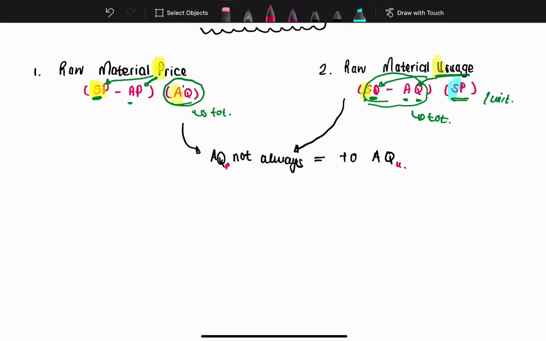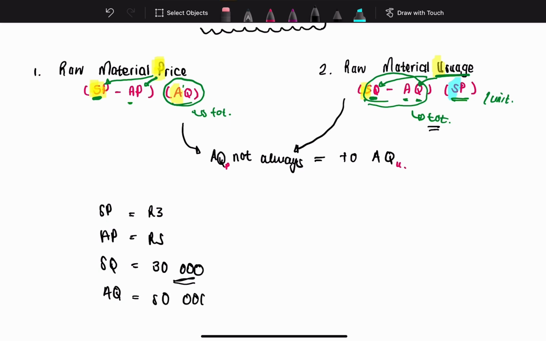So what you usually do to save time is that from your scenario, you write your standard price is equal to, for example, 3 Rand. Your actual price is equal to 5 Rand, for an example. And then you'll say your standard quantity is equal to 30,000. And your actual quantity was, again, a total, so that's why it's so big, is equal to 50,000. But this won't be entirely correct for most questions. Why? Because your actual quantity for price variance, so then you'll fill in for the equation.